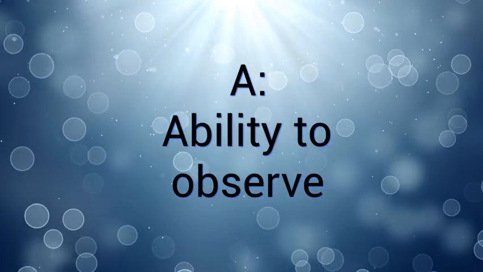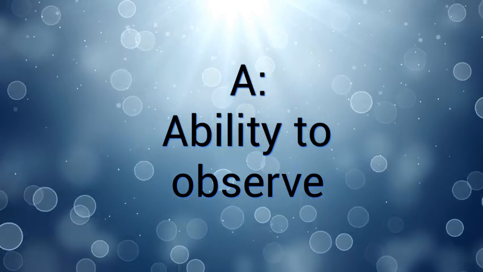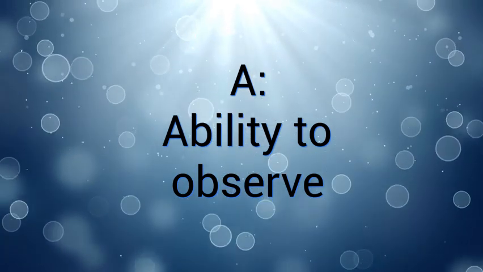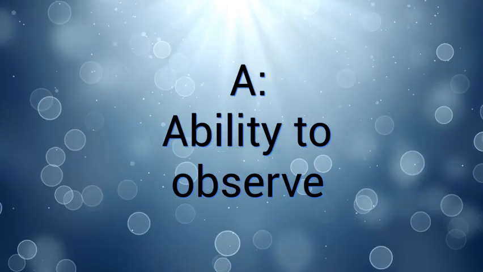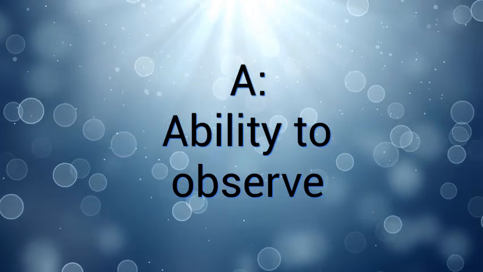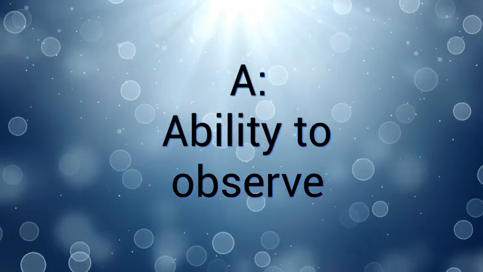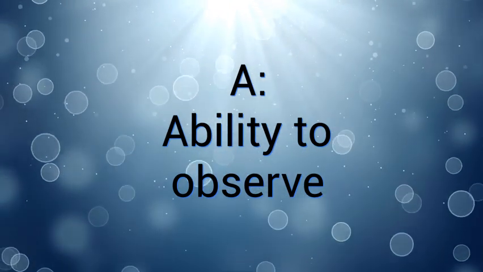Next is A. A stands for ability to observe. Some questions you might ask are, is the author in a position that allows access to reliable evidence? And if the article is about an event, did the author actually observe the event?